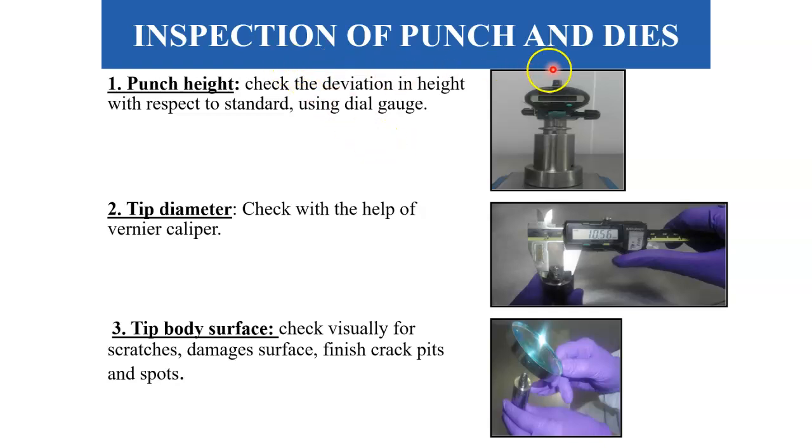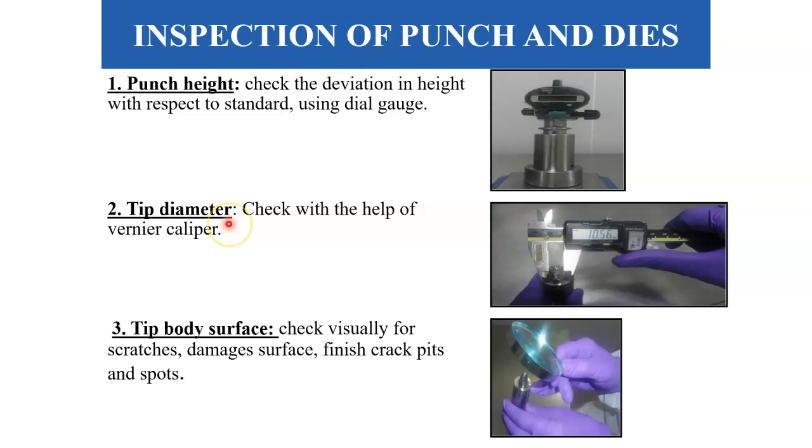The inspection of punches and dies. After cleaning of the new punch set, the inspection is carried out. There are a total of 12 checkpoints for punches and dies. We will discuss one by one. First, punch height. Check the deviation in height with respect to the standard using a dial gauge. This is a dial gauge, and punch height is measured by using the dial gauge.